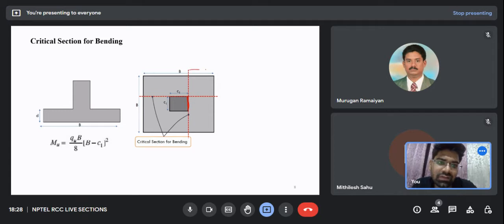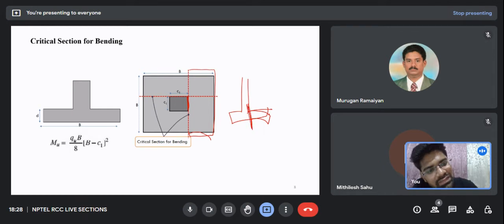This footing, if you look at this section, will behave as a cantilever. So it will bend like this. If you look at it from the side view, it will behave like a cantilever and bend like this. So the critical section would be here. That is, the moment will be maximum at this point, that is WL square by 2, if W is the total weight acting on it.